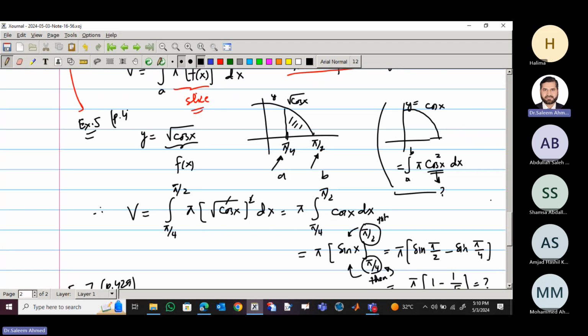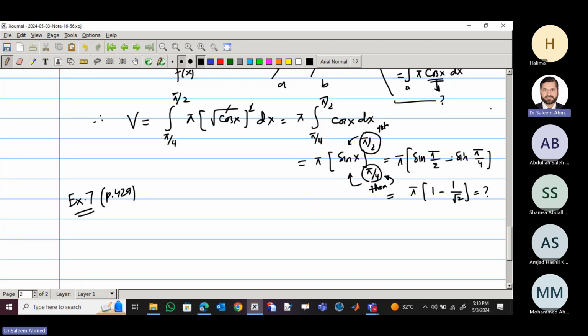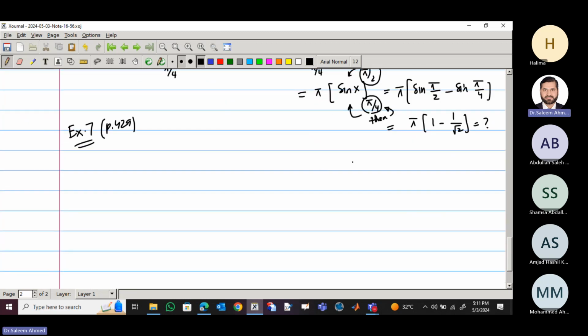This is also page 429. So you see, when the rotation is about y-axis, if you have a function x is equal to g of y, and you are rotating about y-axis, this will go there, this will go there, and I have this solid, right? So if I take any y, this is the radius, which is g of y. G of y is the radius, and the slice will become this. So this will be my slice.